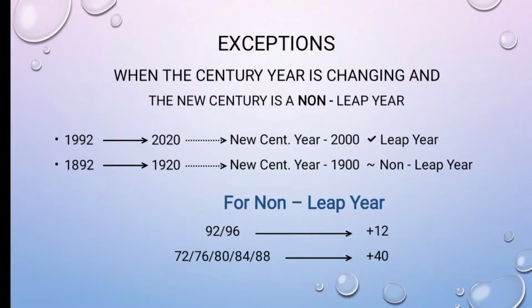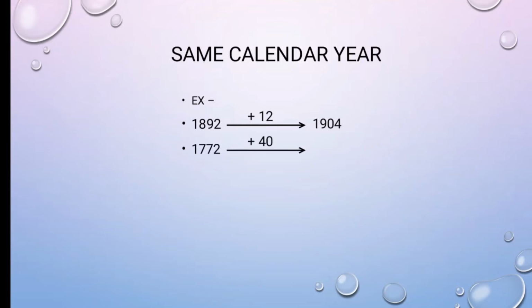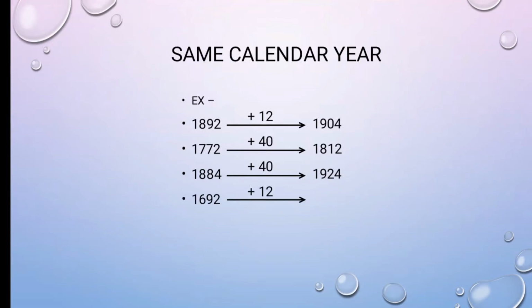Now let us take some examples for the same, that is the exceptional cases. For the year 1892, instead of 28, you will add 12. That is, the new year will be 1904. Next we have 1772. For 72 you have to add 40. That is, the new year will be 1812. For 1884, the new year will be 1924. For the year 1692, the new year will be 1704.